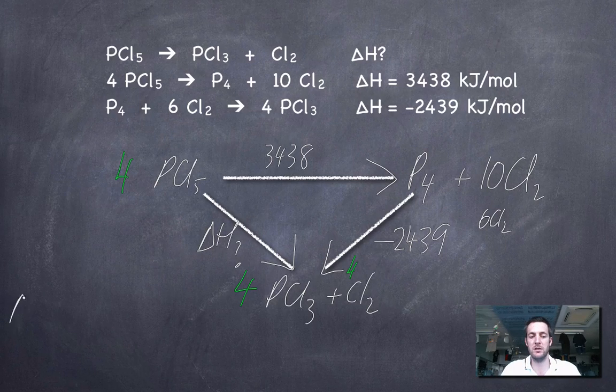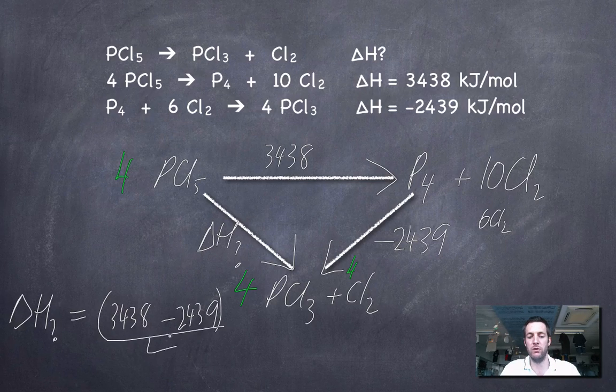So in other words, when I'm finding this unknown enthalpy change, I want to do 3438. I'm adding that because I'm going with that arrow. I'm adding this because I'm going with this arrow. So plus minus 2439 is minus 2439. But then I'm dividing the whole lot by 4 because the enthalpy change I'm trying to find is for only a quarter of this equation. And if I go ahead and do that, I get 999 divided by 4, and that's 249.8 kilojoules per mole to 4 significant figures because I've got 4 significant figures in my data.